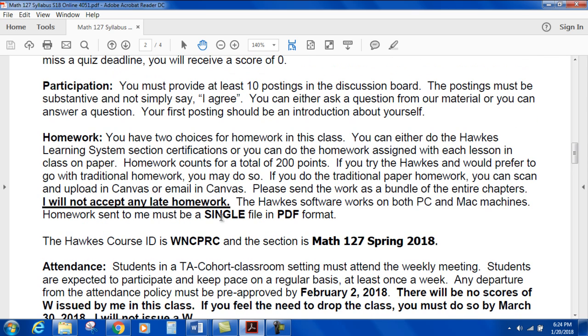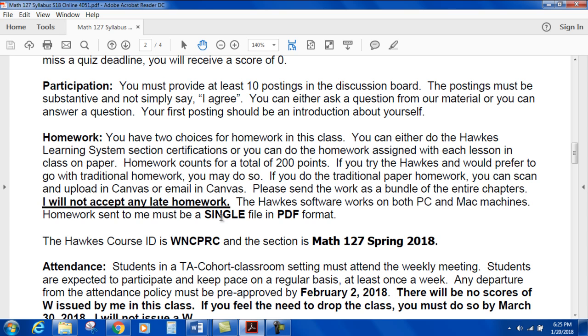You can either do Hawkes Learning System section certifications, so when it says certify, that's doing the homework, or you can do the homework assigned with each lesson in class on paper. So this is online, but there's an assignment sheet. You can do the problems from that. Homework counts for a total of 200 points.